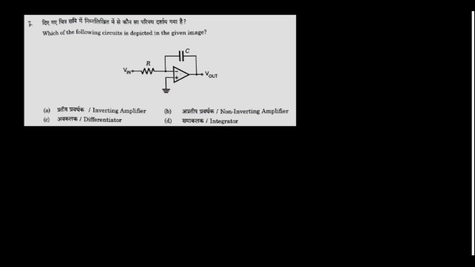Which of the following circuit is depicted? What is this circuit? It's an integrator. A full adder can be made out of 2 half adders and 1 OR gate. I am not drawing the diagram because we have solved this many times.